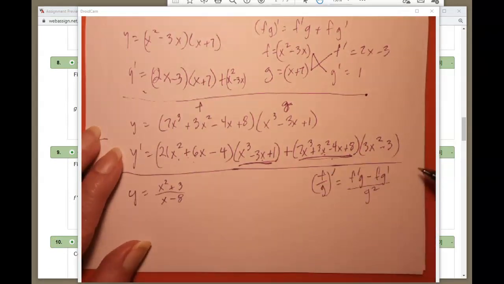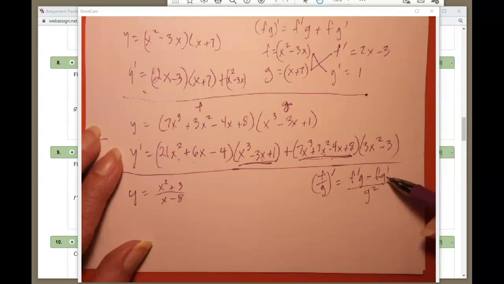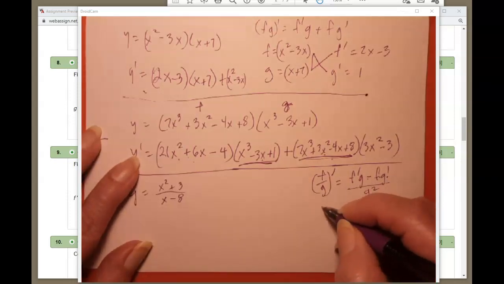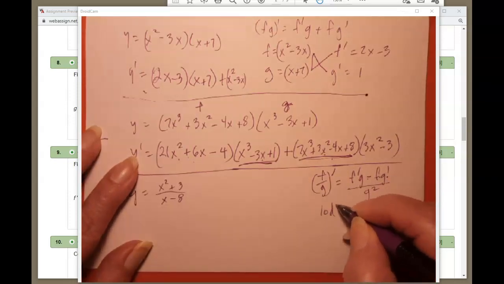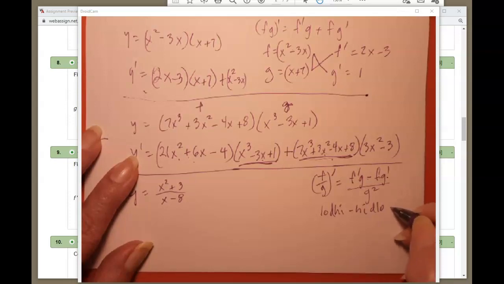So this is the quotient rule. This is f prime g minus f g prime over g squared. And some people remember this as low d high minus high d low over low low. Low d high, minus high d low, over low low.